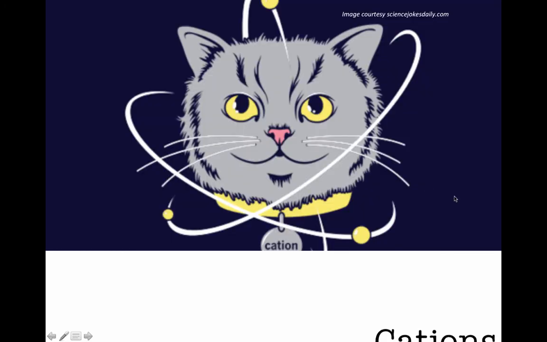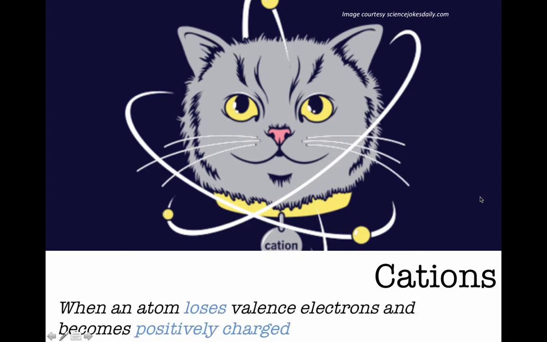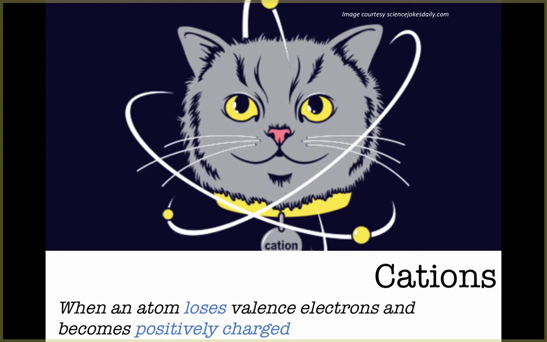All right, so let's talk about our first kind of ion. These are cations. They result when an atom loses valence electrons and becomes positively charged. Now, why so positive? Because kittens are cute, guys. Kittens are really, really cute. That's why I'm putting all these positive charges here. So losing valence electrons makes you positively charged because remember, electrons are negative.